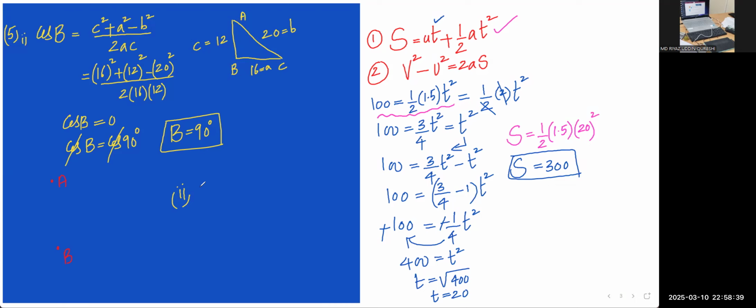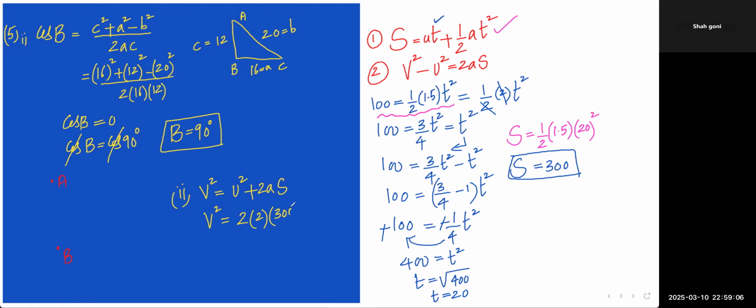That is V square is equal to, if you bring that side, U square plus 2AS. Everything we know. V square is equal to initial velocity, already we know it is 0, so no need to consider. 2 into acceleration for the second car B is 2, and the S value we just got is 300. Then if you calculate, V square we are getting 1200.